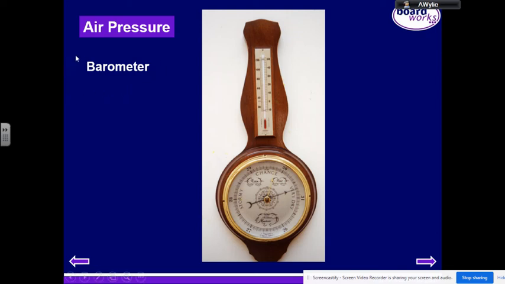Now, the instrument that measures that is known as the barometer, that we can see on our screen there. Here is a picture of a barometer. Behind this device, there is a small little contraption. It's almost like a little balloon with air in it. And as the air pressure increases, the balloon expands, and that pushes the little arrow this way. And as the air pressure drops, the little balloon collapses and the arrow moves this way.